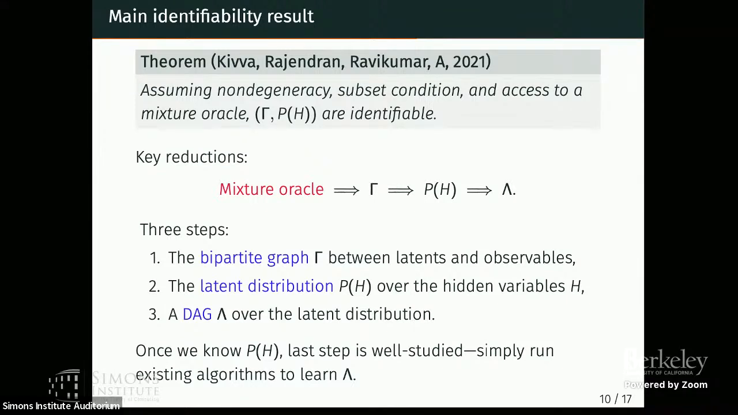So I'm going to focus on the first two problems because these are the new interesting parts. For example, in our experiments, we just ran GES using P of H and got good results.